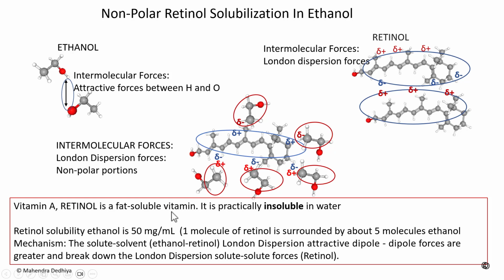The mechanism of solubility is that when we add ethanol to retinol, there is a London dispersion force between ethanol and retinol. And this London dispersion force breaks down retinol's internal, or intermolecular, London dispersion force. And that allows ethanol to dissolve retinol. Ethanol is a very good solvent. It has both hydrogen bond capability and very good London dispersion force. So it's a very commonly used solvent in pharmaceuticals and cosmetics.